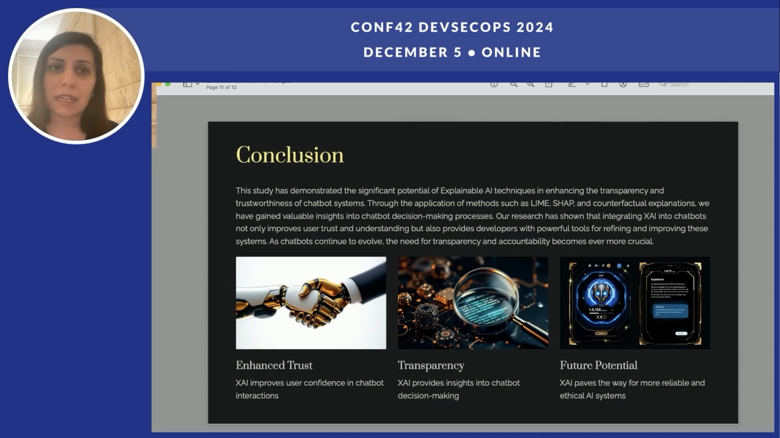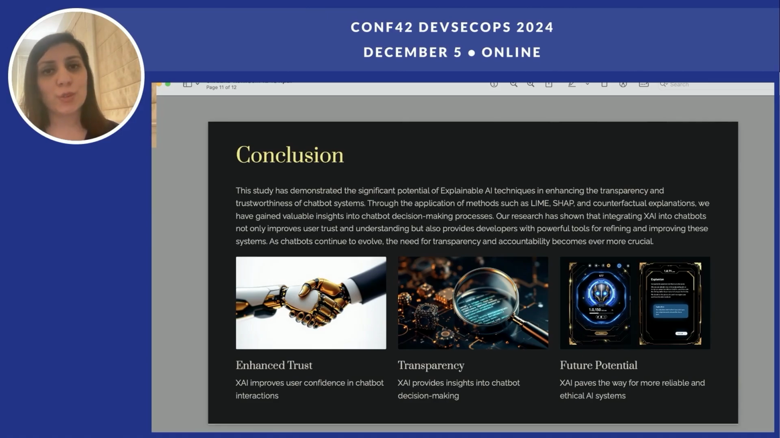Overall, with this study, we were able to demonstrate the significant potential of explainable AI techniques in enhancing the transparency and trustworthiness of chatbot systems. Through the application of methods such as LIME, SHAP, and counterfactual explanations, we have gained invaluable insights into chatbot decision-making processes. Our research has shown that integrating explainable AI into chatbots not only improves user trust and understanding, but also provides developers with powerful tools for refining and improving these systems.